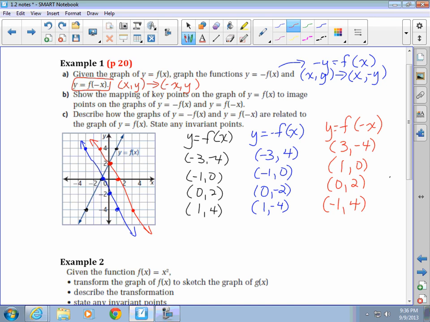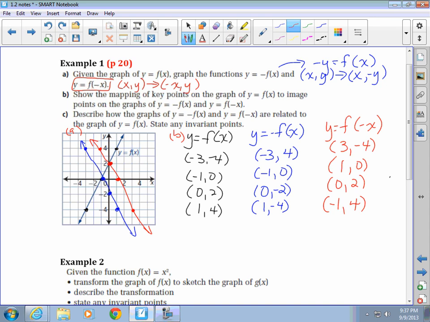Okay, so this is the A part here to draw this. This is the B part showing the mapping of how I changed my coordinates. So you kind of have to do B before you can do the actual graphing. So it says, describe how the graph of y is equal to negative f(x) and y is equal to f of negative x are related to the graph of y is equal to f(x), and then state any invariant points.